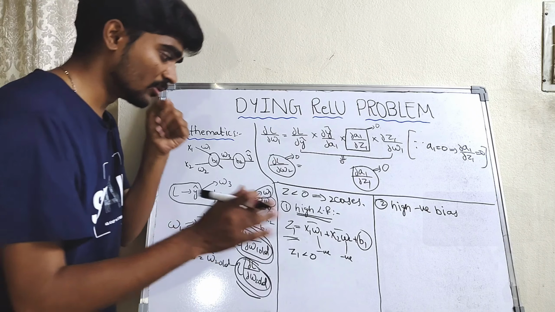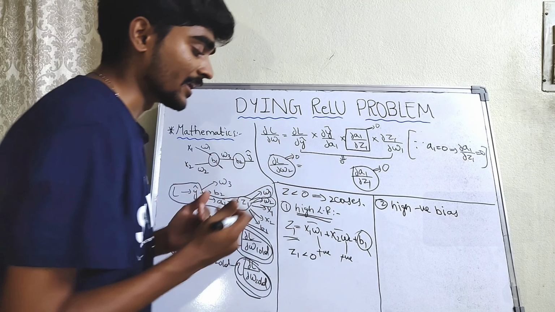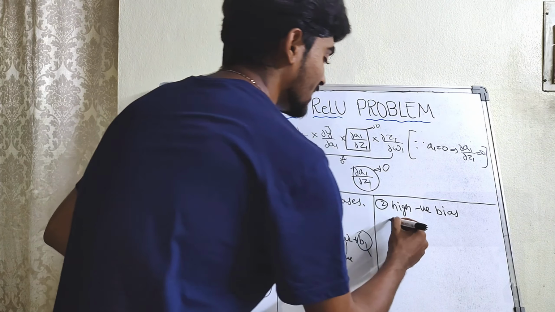Now, let's say W1 value is positive and W2 value is positive. When we multiply both these values, this will be positive and this will be positive. When I add, it will be a positive numerical value. Now, when I set B1 to a higher negative value, and the resultant positive numerical value is less than this bias, then we'll be getting Z value as negative.